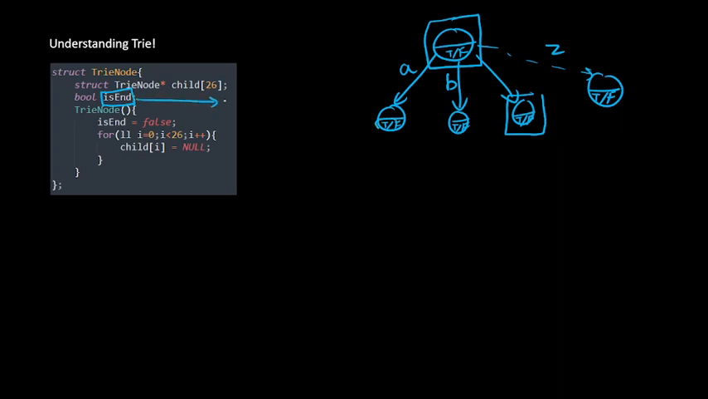So basically isEnd tells if that is the end of a word. That is what isEnd does. If it's true, that means that is the end of the word. If it's not, that means it's not the end of the word. And all the children are initialized as null. Everything is null initially.